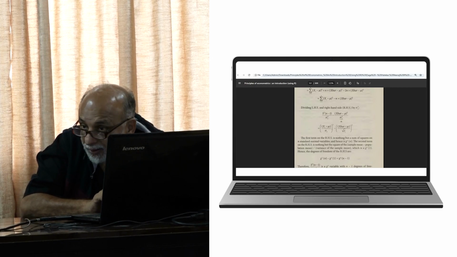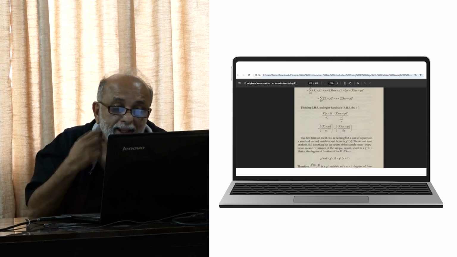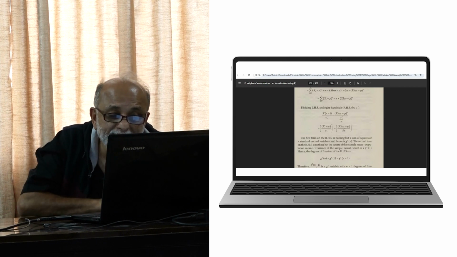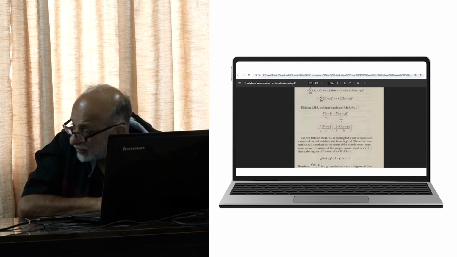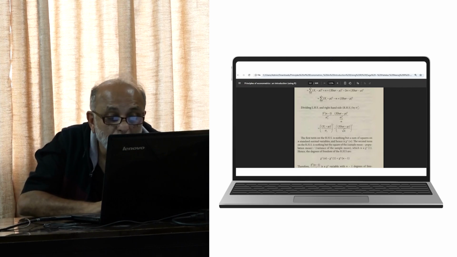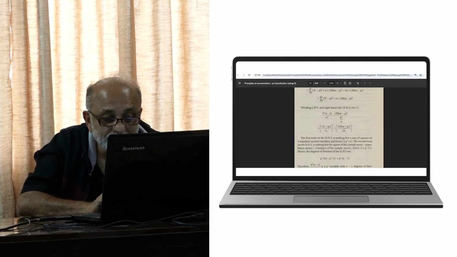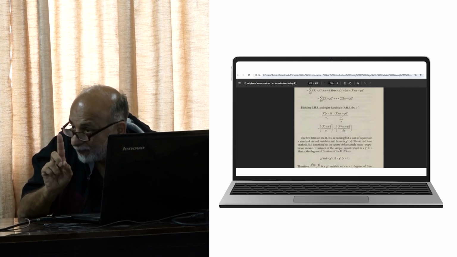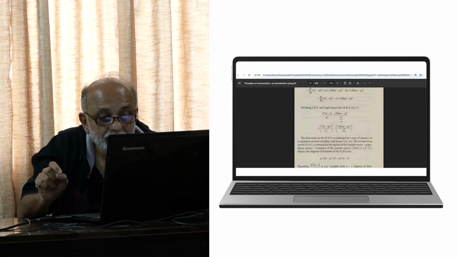right? The second part is what? What is the mean? What is the variance of x bar? This is x bar minus mu by sigma x upon root n, right? That is x bar. So this second quantity is nothing but a chi-square with 1 degree of freedom. Sure?